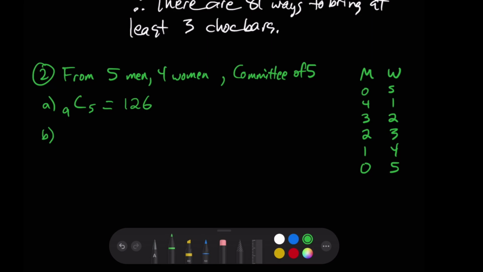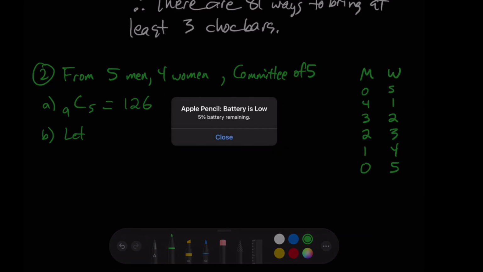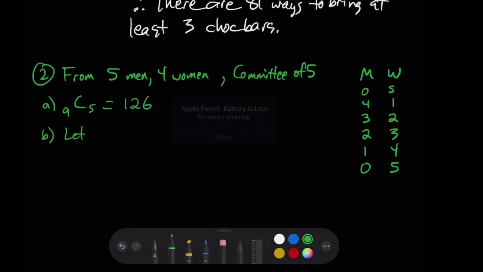Question B asks for exactly 3 women. So we can think of this like a binomial thing, because the only options are, actually, sorry, not binomial. This is like hypergeometric, because we are choosing things without replacement. Every time I choose a woman from the pool, there are fewer women to choose from. So let's label that really quickly.